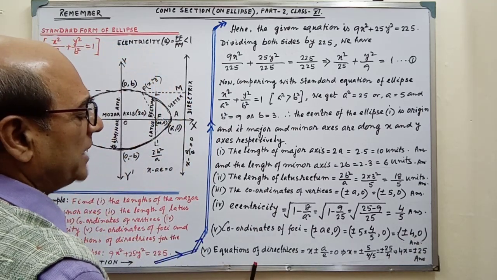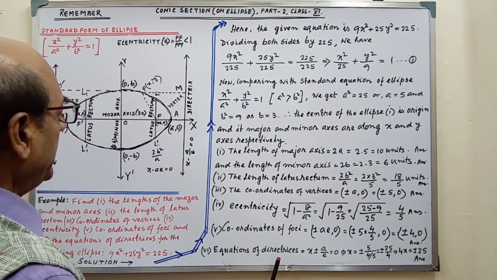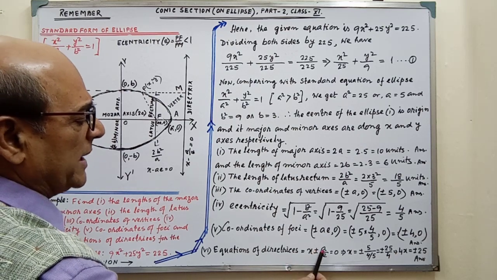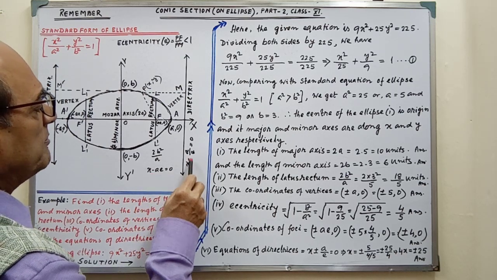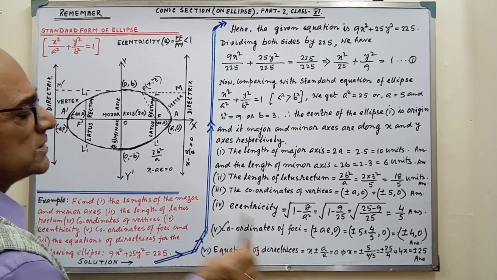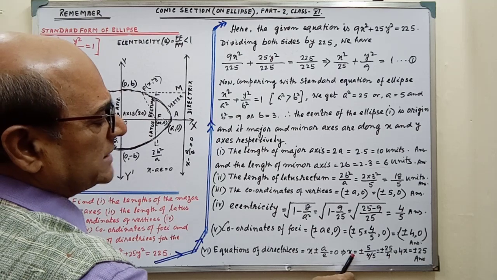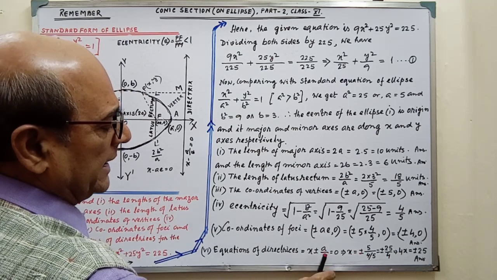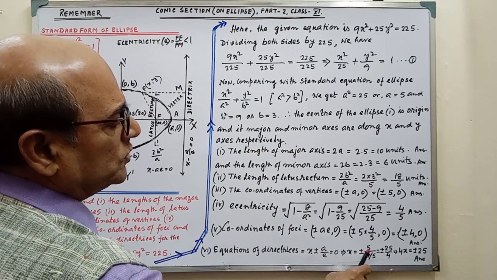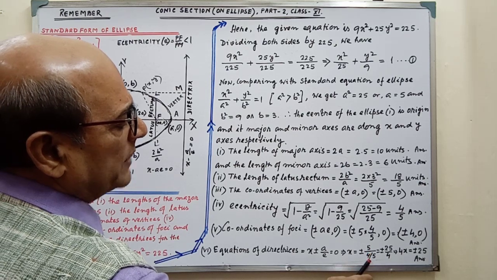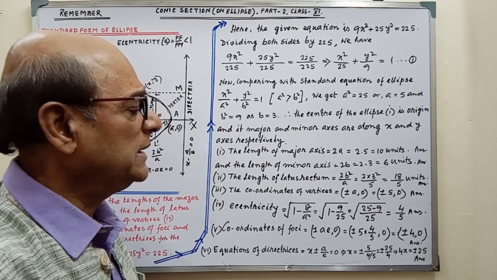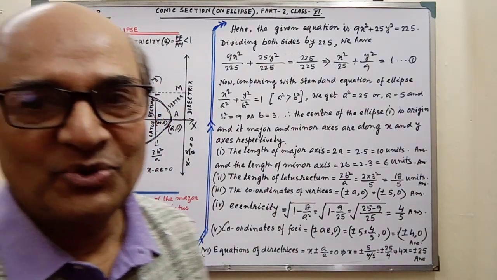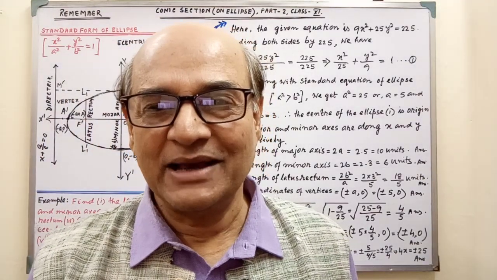Then equation of directrix. Equation of directrix, that is x equal to plus minus a by e. This side, that is right side, minus and left side plus. So this is why x equal to plus minus a by e. After that, we have to put the values, and after putting and simplifying, we are getting 4x equal to plus minus 25. Sum is completed.